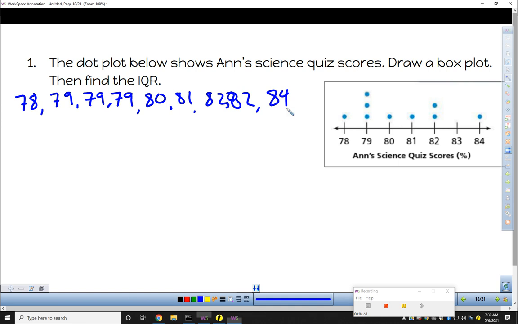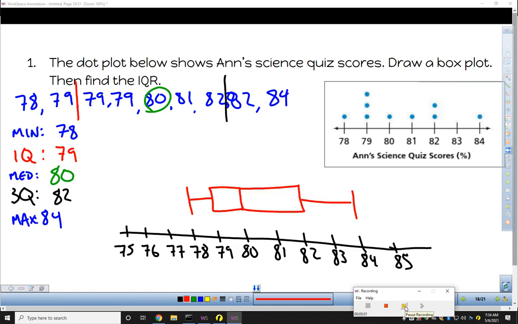So at this point, you need to calculate the 5-number summary and construct that box plot. So as you can see, here is the box plot for Anne's science quizzes.